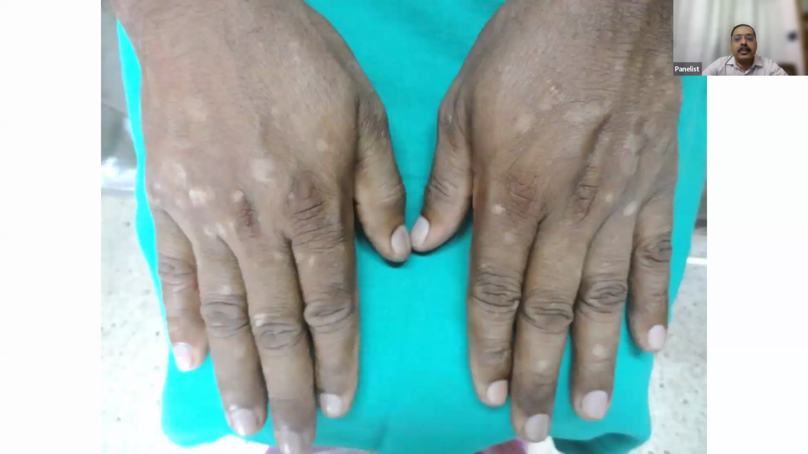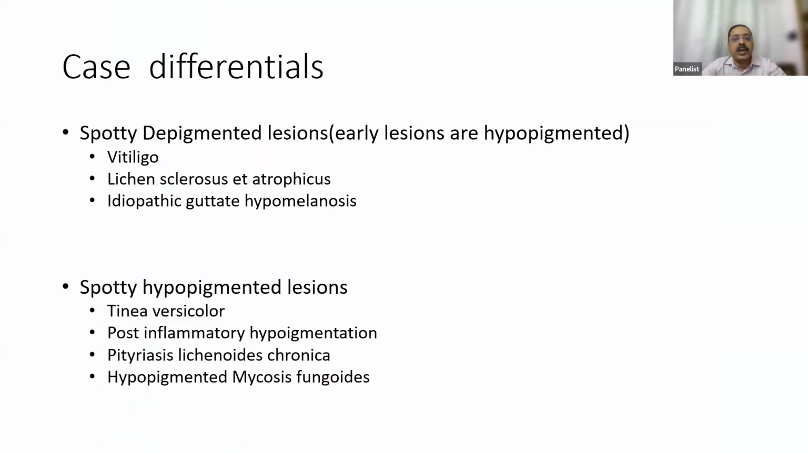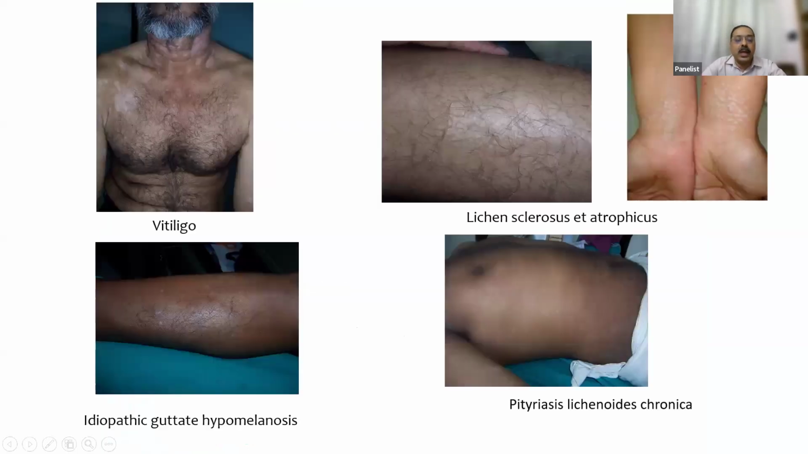Some of them are hypopigmented, some of them are depigmented. So when we see spotty depigmented lesions, of which some early lesions may be hypopigmented and then become totally depigmented, one is vitiligo, the other is lichen sclerosus atrophicus, and the third is idiopathic guttate hypomelanosis. When we see spotty hypopigmented lesions, we think of tinea versicolor, we think of post-inflammatory hypopigmentation, pityriasis lichenoides chronica, I'll show you the photographs, and of course, hypopigmented mycosis fungoides. Now, I'm showing you the spectrum of lesions. They all are hypo to depigmented. That is why we need a diagnosis in these cases.